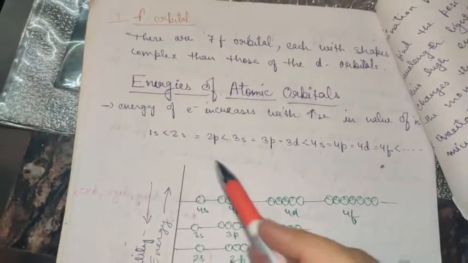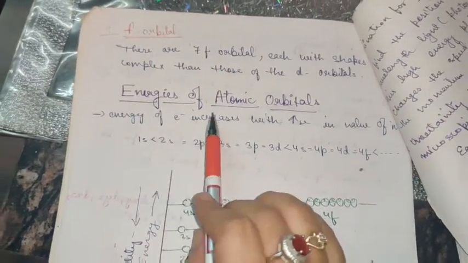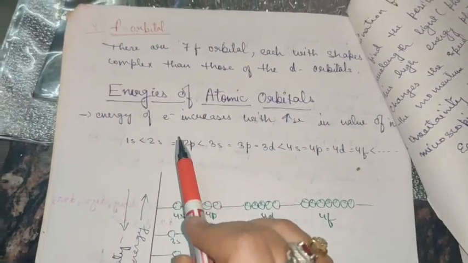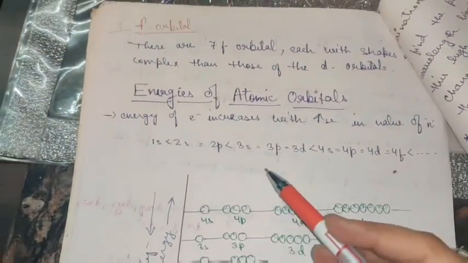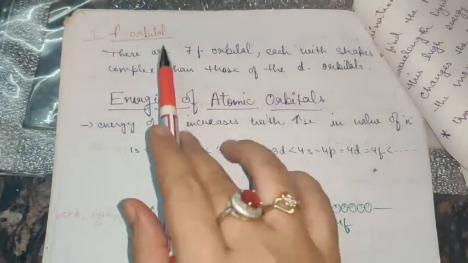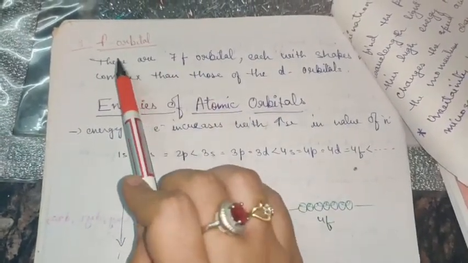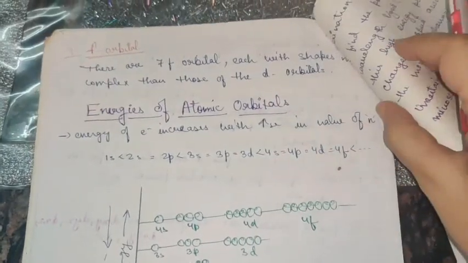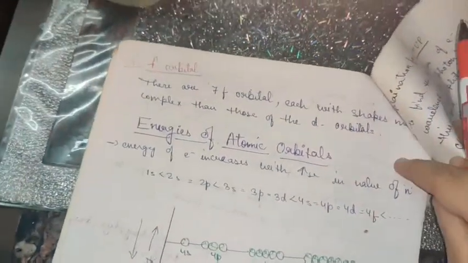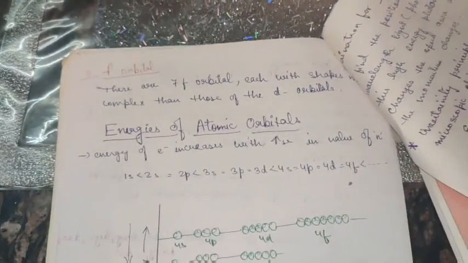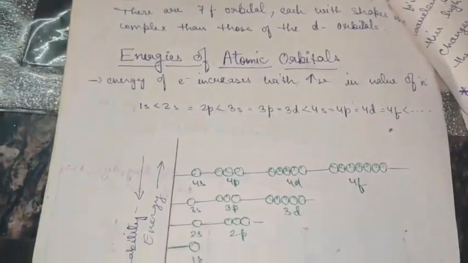Okay, now next is energies of atomic orbitals. These are some basic things that I'm telling you before moving on to the writing of electronic configuration. If you want, you can note it down. In the case of the f subshell, there are 7 f orbitals, with shapes more complex than those of d orbitals. Therefore, it cannot be drawn here.